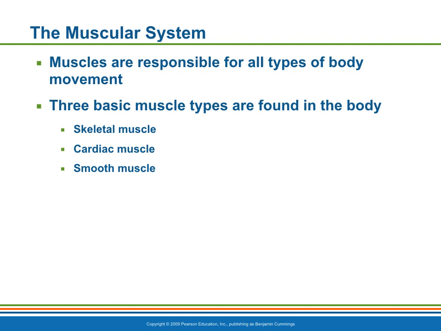There are three types of muscle tissue: skeletal, cardiac, and smooth. These differ in their cell structure, body location, and how they are stimulated to contract. But before we explore their differences, let's look at some of the ways that they are the same.